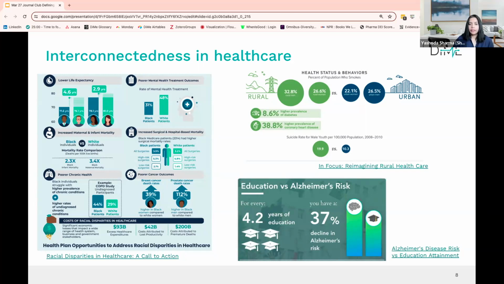And let's add another component, educational attainment. Some studies have shown that increased years of education are associated with lower Alzheimer's risk. So these are some of the examples of the dimensions of diversity that significantly affect healthcare.